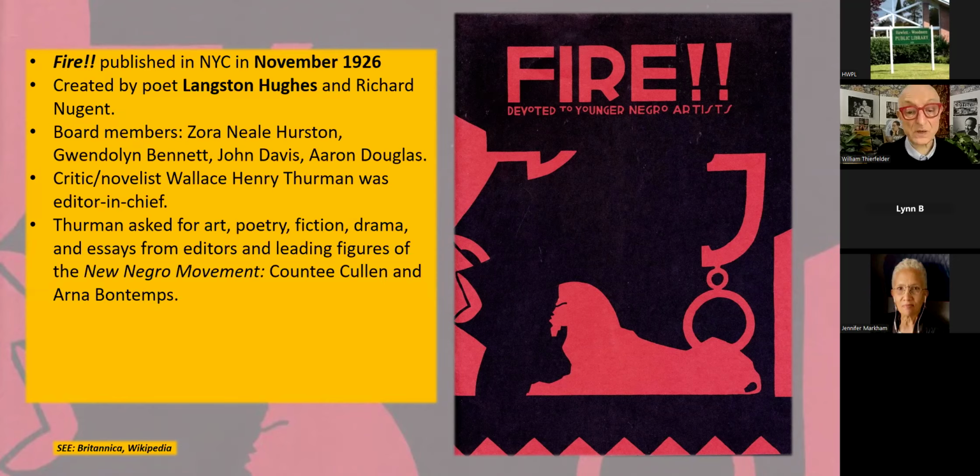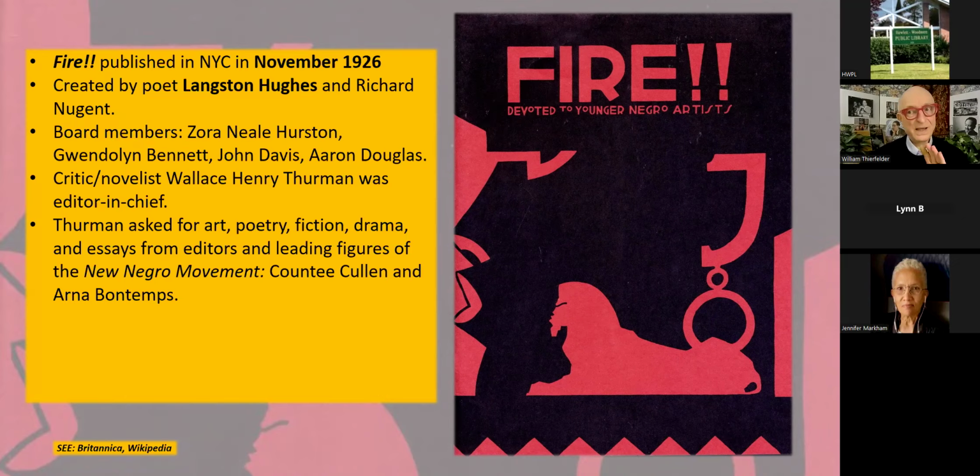Thurman asked for poetry, art, fiction, drama, and essays from his editorial board and from leading figures in the New Negro Movement. That's what it was called, the New Negro Movement, centered in Harlem. And those writers included figures like Countee Cullen and Arna Bontemps.